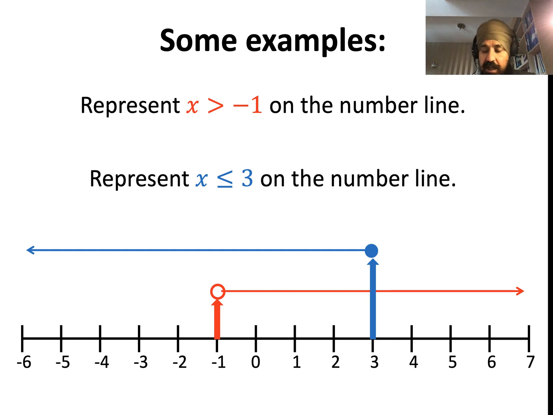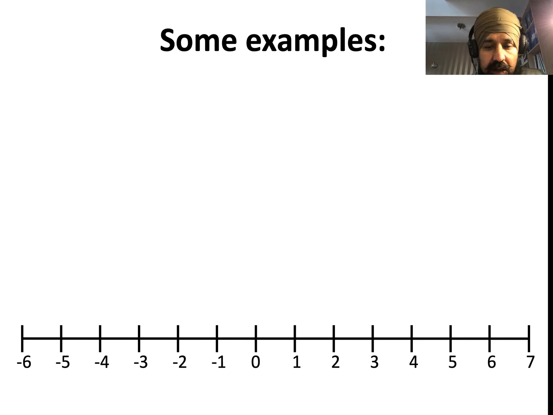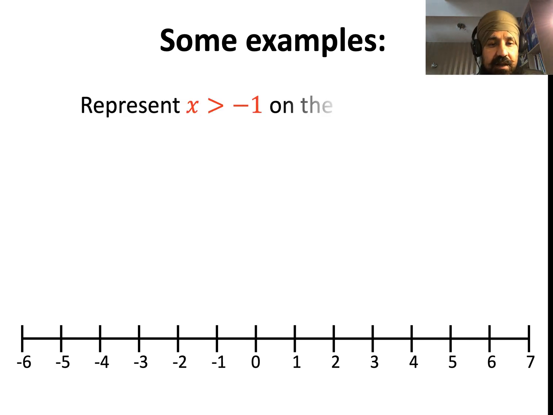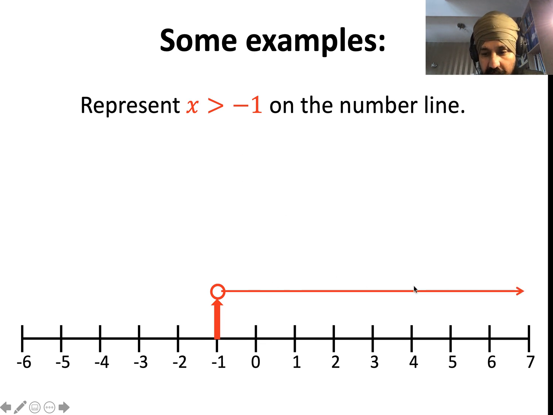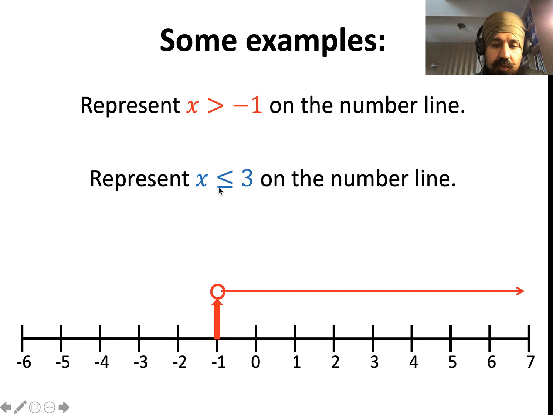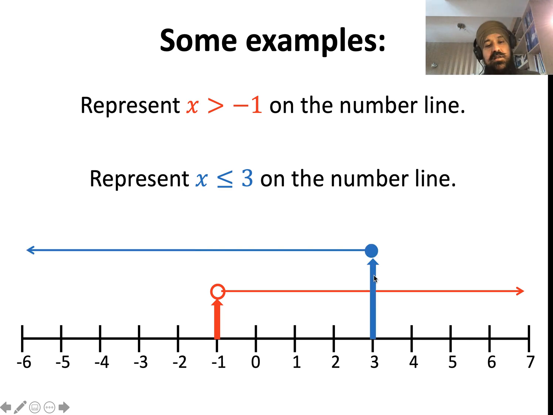Let me go through this again. It's going to be slightly tricky to understand. So x is greater than -1. Because it's greater than, you do an open dot here, and all these values are greater than -1. Next question, x is smaller than or equal to 3. We use a closed dot at 3 because it says smaller than or equal to 3, and we go in the left direction because all these values are smaller. Hopefully you've understood this.